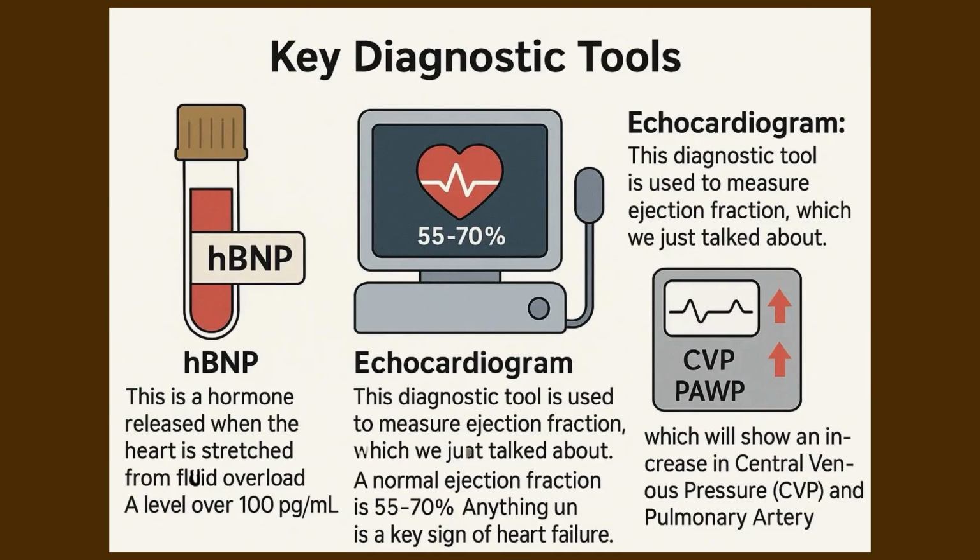Key diagnostic tools. There are a few key tests you need to know for heart failure. BNP. This is a hormone released when the heart is stretched from fluid overload. A level over 100 picograms per milliliter is a strong indicator of heart failure. Echocardiogram. This diagnostic tool is used to measure ejection fraction, which we just talked about. A normal ejection fraction is 55 to 70%. Anything under 55% is a key sign of heart failure.